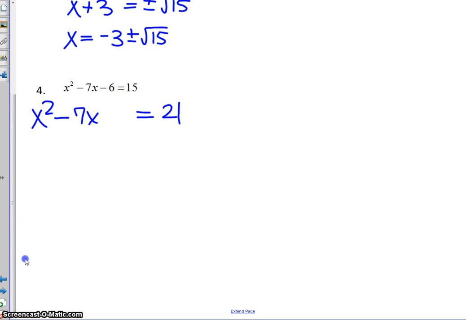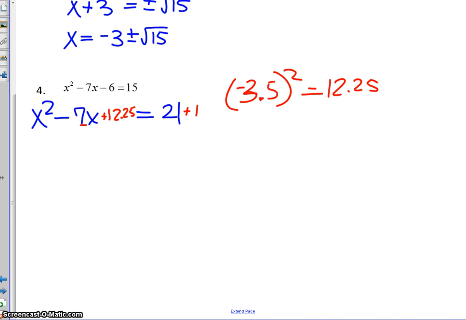So now I need to take half of my coefficient of my x. Well, the coefficient of my x is negative 7. Half of that would be negative 3.5. And then I need to square it. So what I need to add to both sides is 12.25, what negative 3.5 squared is. So here, what's squared would be x minus 3.5.